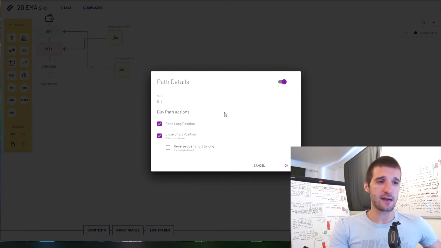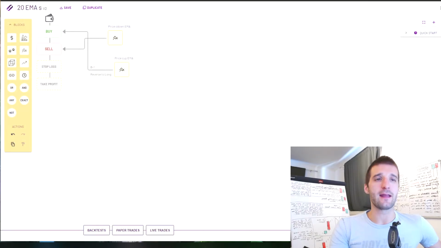So in this case scenario over here, once the price goes above the 20 exponential moving average after the short position went wrong, we're going to open a long position or close the short position, only to close it, and that's it. Or you can just reverse, open short to long, whatever. Now what we're going to do actually is to reverse, open short to long. So we can do this, for example, and we need to, I think, do like this. So we're going to go OK, and that's pretty much it.